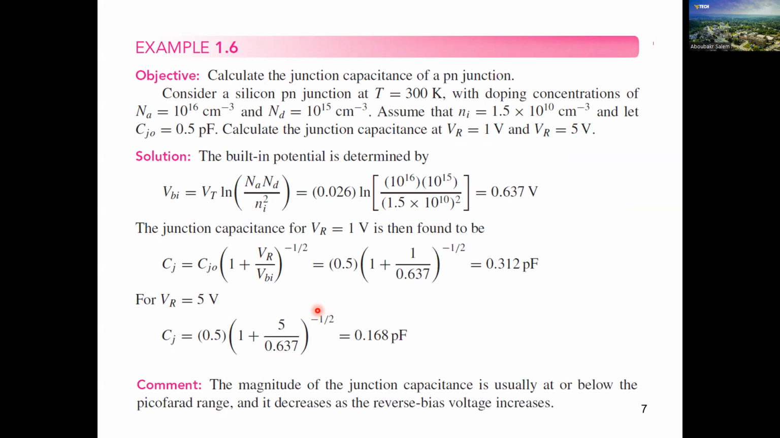So here in this example, guys, we need to calculate the junction capacitance. A PN junction of silicon is given at a temperature of 300 Kelvin with doping concentration Na given as 10 to the power 16, Nd as 10 to the power 15, and assume that Ni is given. Let Cj0, the capacitance at 0 volt, be 0.5 picofarad. And we need to calculate the capacitance if we apply 1 volt and 5 volts. So we need to know the capacitance if we apply two different values of voltage here.